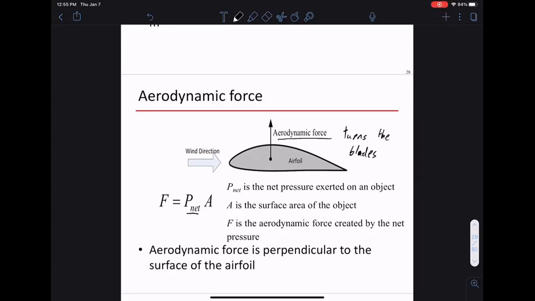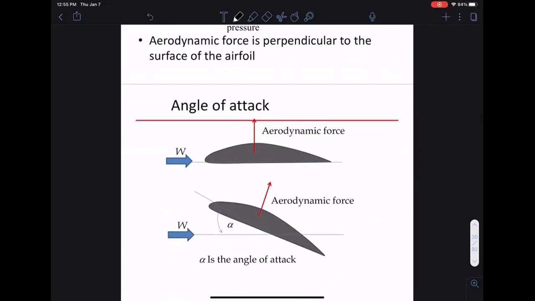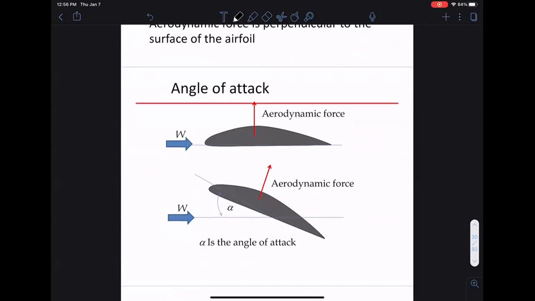Okay, so as we said, an important variable is the angle of attack. Angle of attack is the angle the airfoil makes with the wind. This is alpha, the angle of attack.